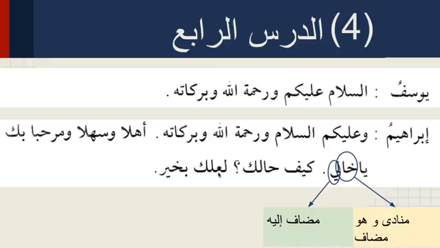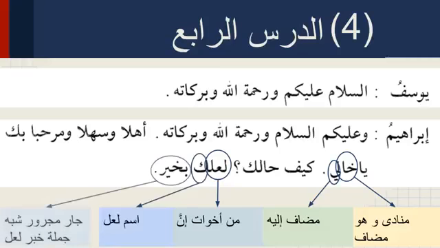So remember, if you say inna, it has got five sisters: inna, anna, ka'anna, laita, lakinna, la'alla. So what we're looking for is ism la'alla and khabar la'alla. So ism is ka, mansubun, and bi khair is jar majrur shibu jumla khabar la'alla. Okay, so la'allaka bi khair. So I hope you are good.